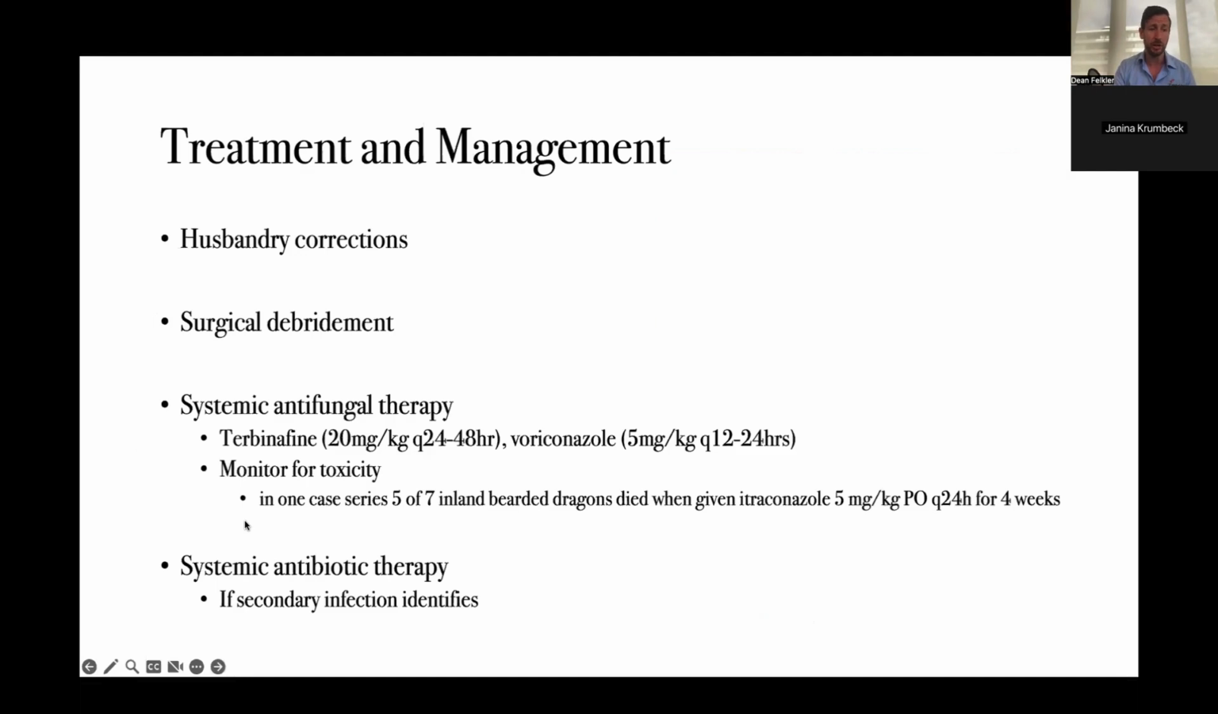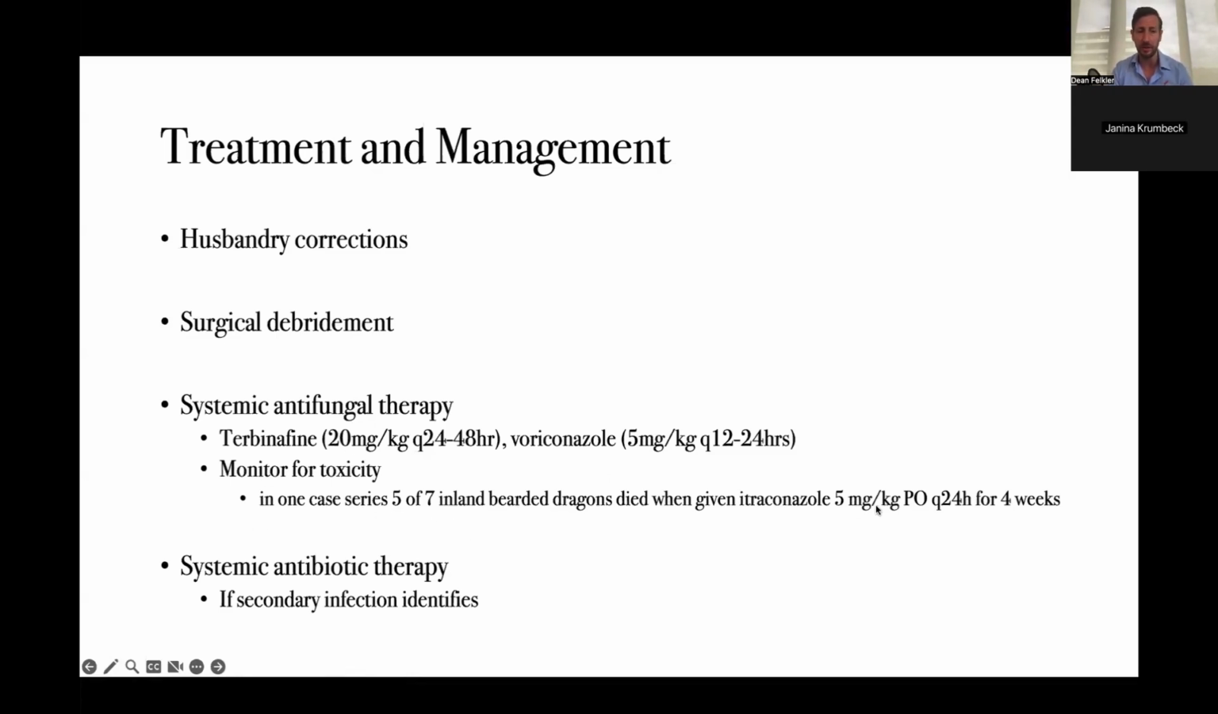And then I tend to use a combination of systemic antifungal and also topical antifungal. Systemic-wise, you can use terbinafine or voriconazole. Voriconazole tends to be a bit more expensive, but there are better safety margins with voriconazole over something like itraconazole. So either one of these would be good, but make sure you monitor for any toxicity. Maybe do repeat blood series throughout the treatment to make sure there are no signs of toxicity.